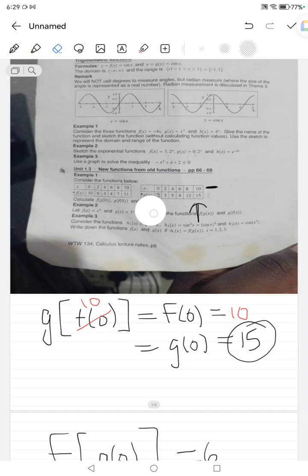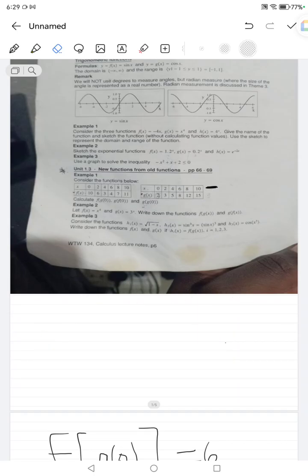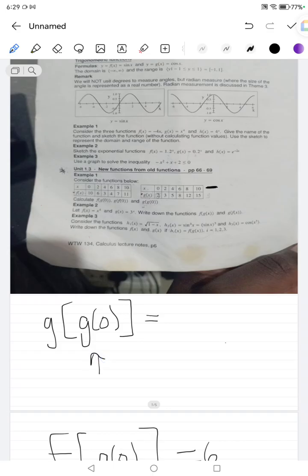Then we go to the last example, where they've given you g such that you have a g of g of 0. As we've said, we always start internally, going outside. Start with the internal function, then we go to the external function. We have our g of 0. What's the answer for g of 0? g of 0 gives you 2.